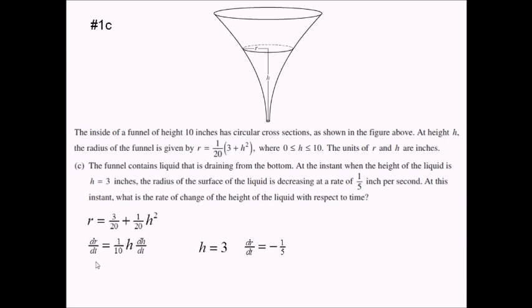So we've got negative 1/5 equals 1/10 times 3 times dh over dt. So let's see here. What can I do? If I multiply everything by 10 to get rid of the fractions, that's negative 2 equals 3 dh dt. And then dividing by 3, I've got negative 2/3 for the value of dh over dt. I do need units on this, though. So since this is the rate of change of height, and height is normally measured in inches, this would be inches per second, just like the radius.